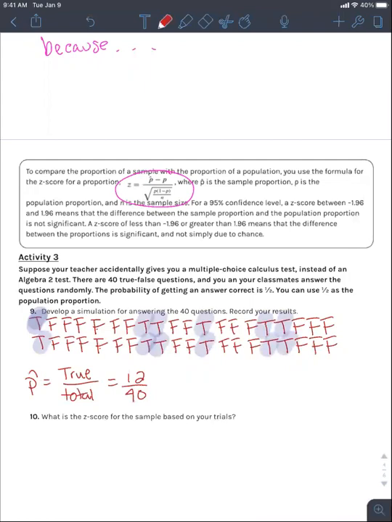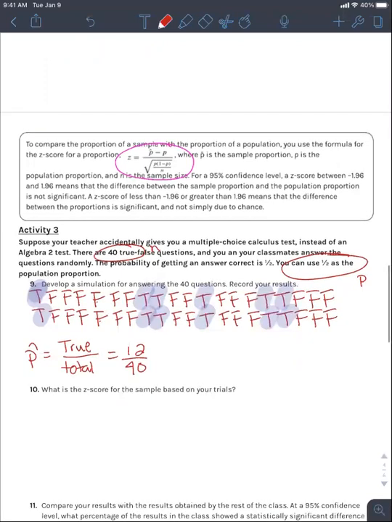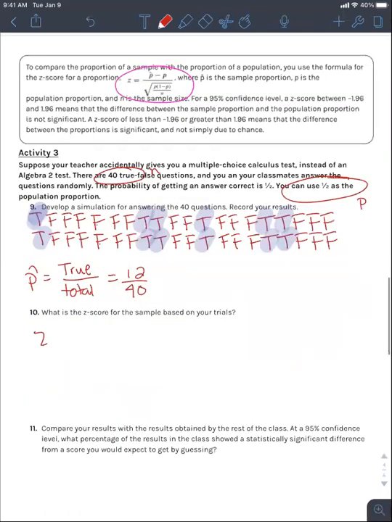For p in the formula, we're going to use 1/2. And for n in the formula, we're going to use 40 because there were 40 questions. So far, so good. Great. So we'll write out our z-score. Make sure you're using the calculator for this one because it's going to come out a little ugly.